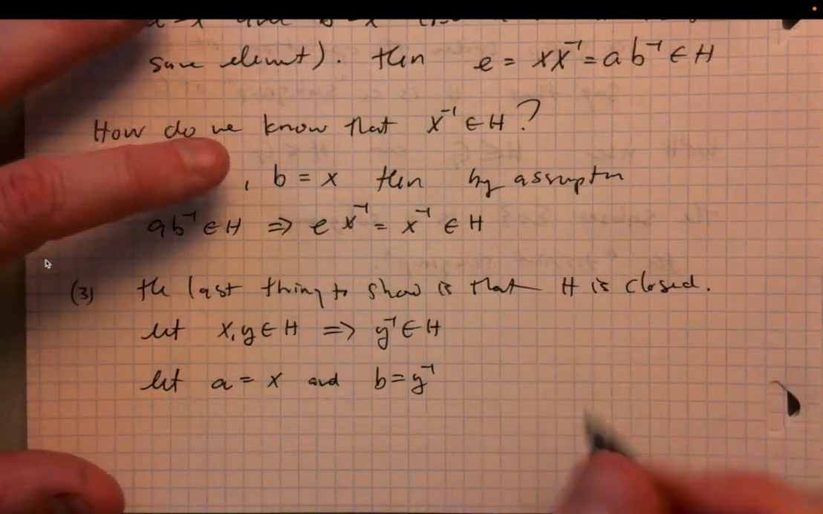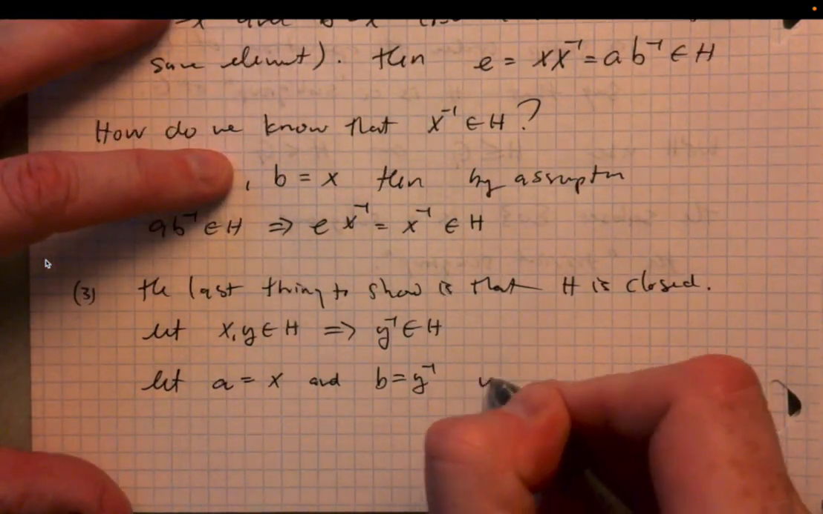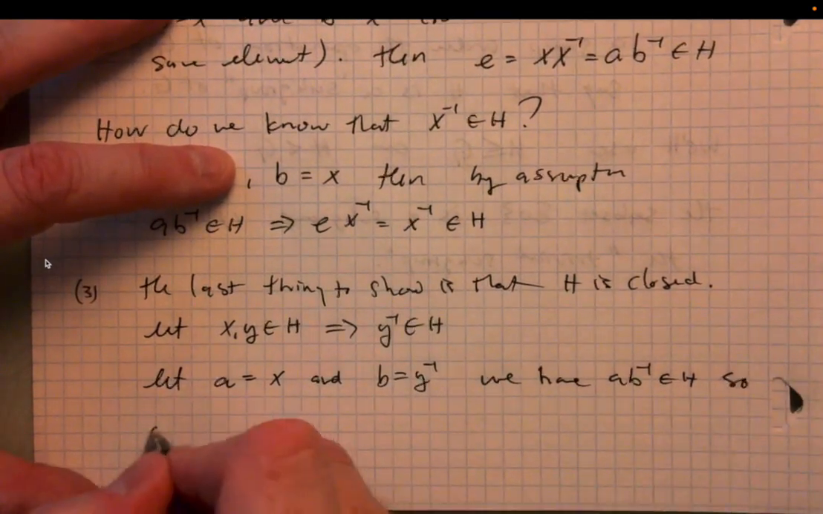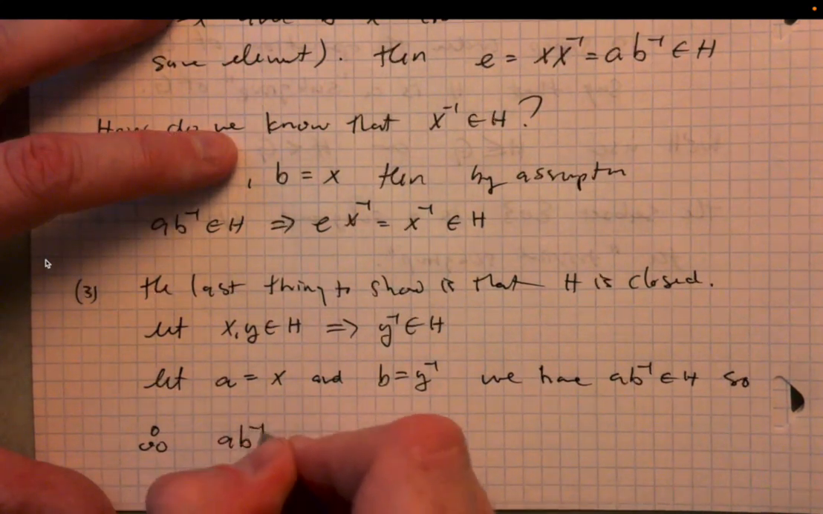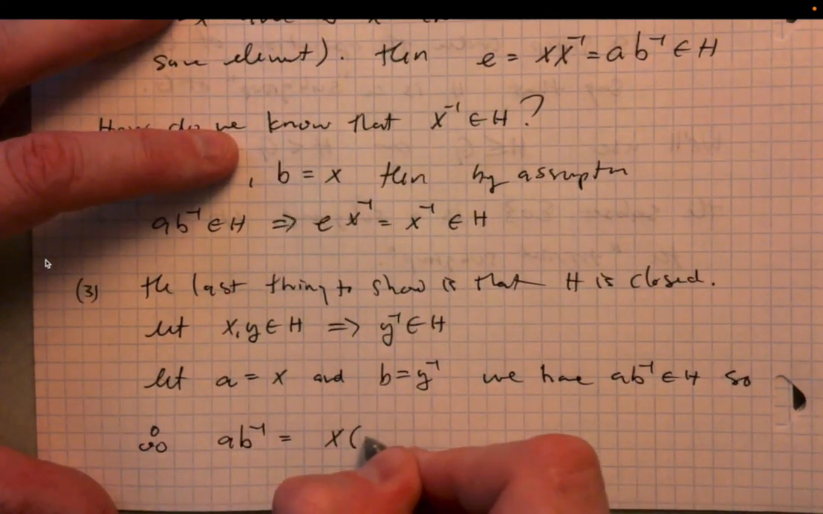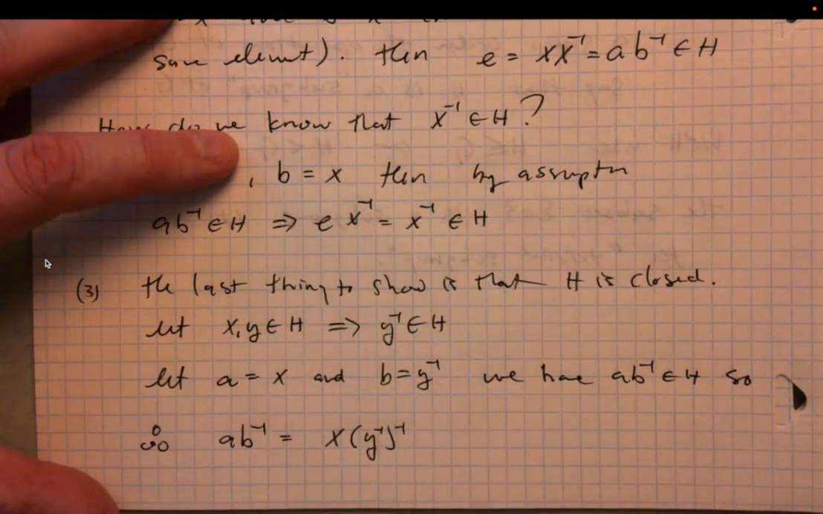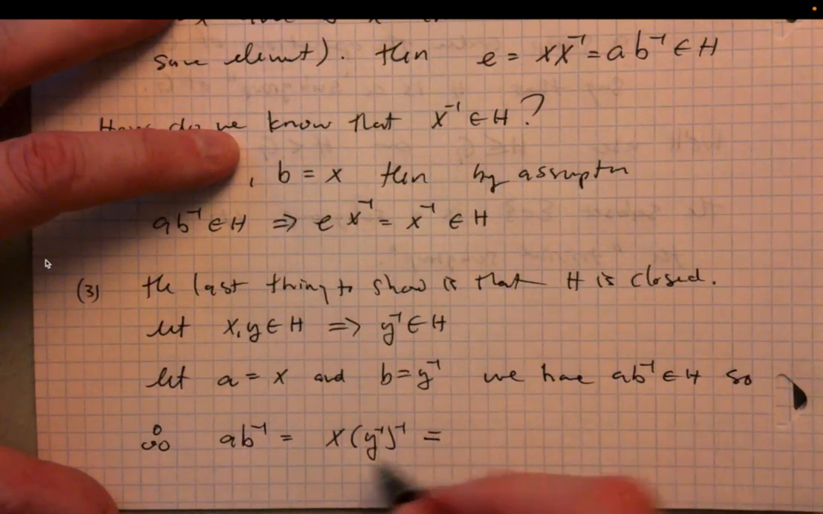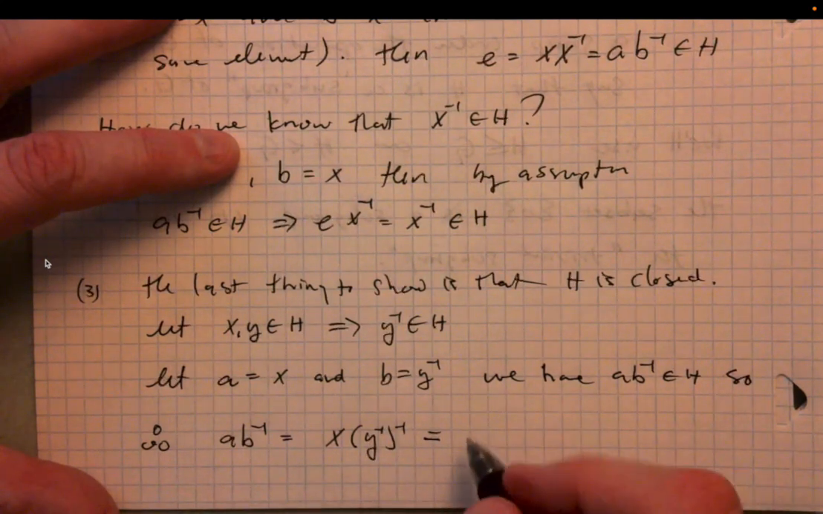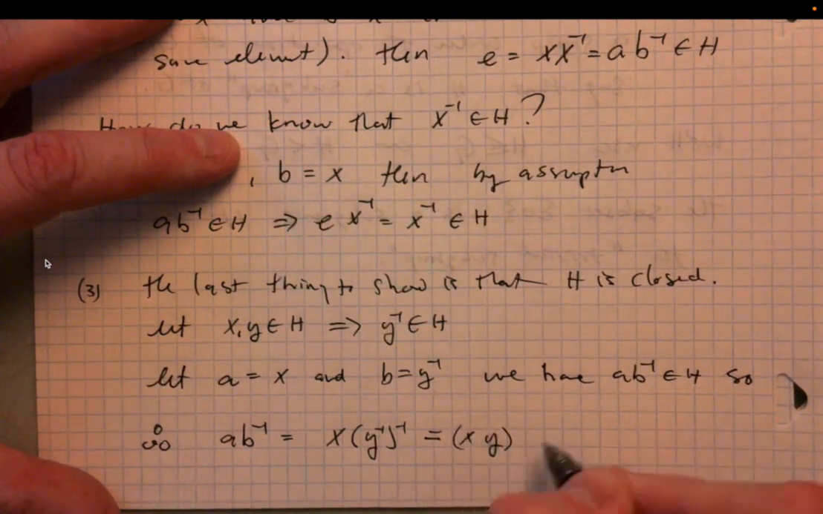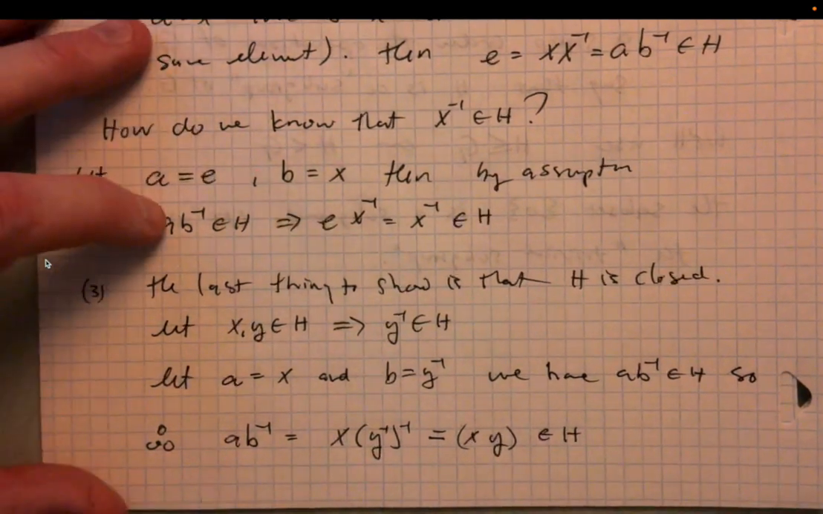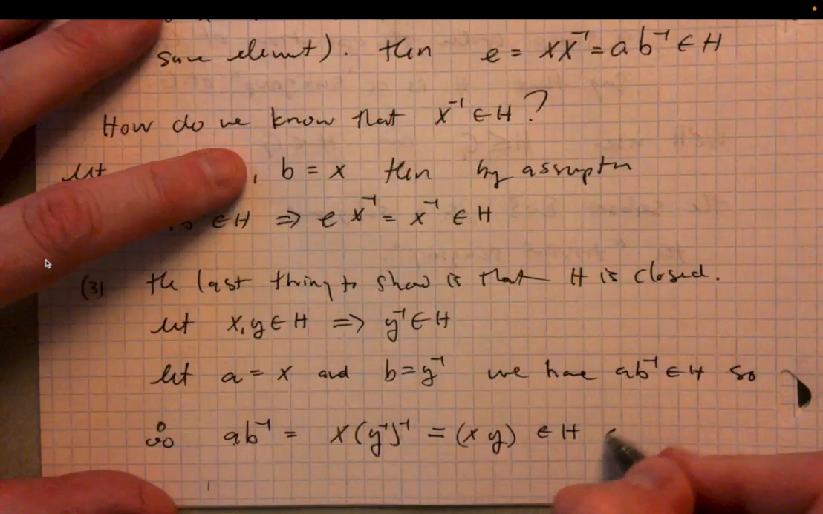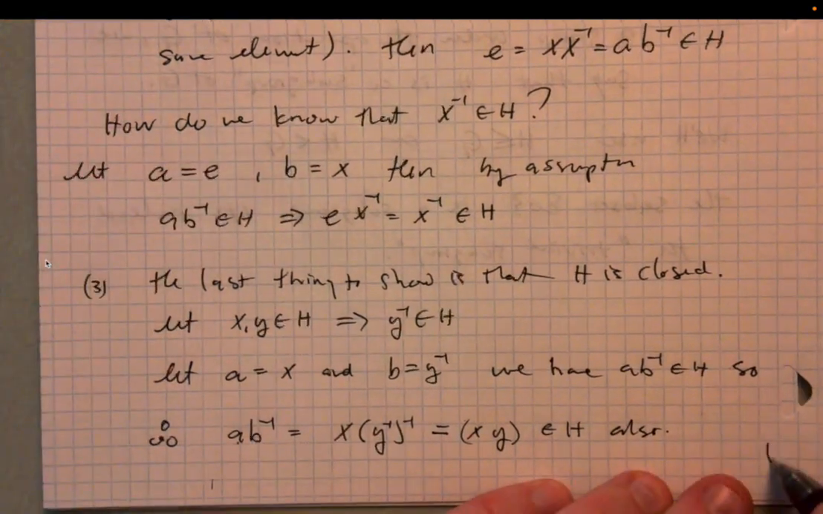And what do we get then? Well, we have that AB inverse is in H. So therefore, AB inverse equals X times Y inverse inverse. Right, we're just letting B equal Y inverse here, which is equal to, of course, X. The inverse of the inverse is just Y itself, so it's X times Y, and that would be in H. Right, since AB inverse is in H, then whatever AB inverse is equal to must also be in H. Okay. All right, and so we have closure.